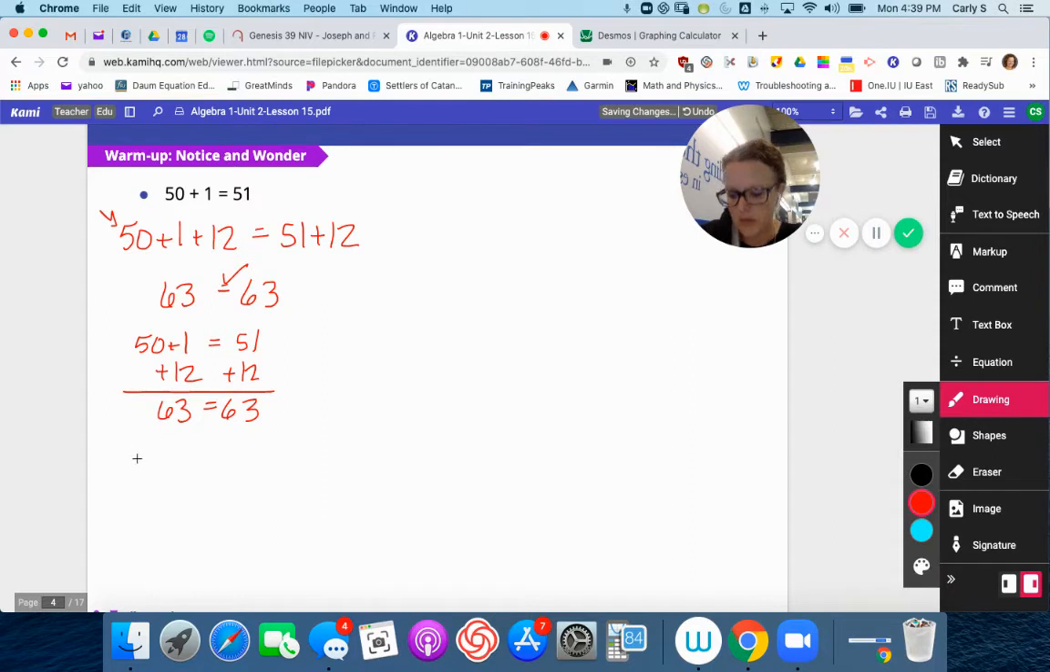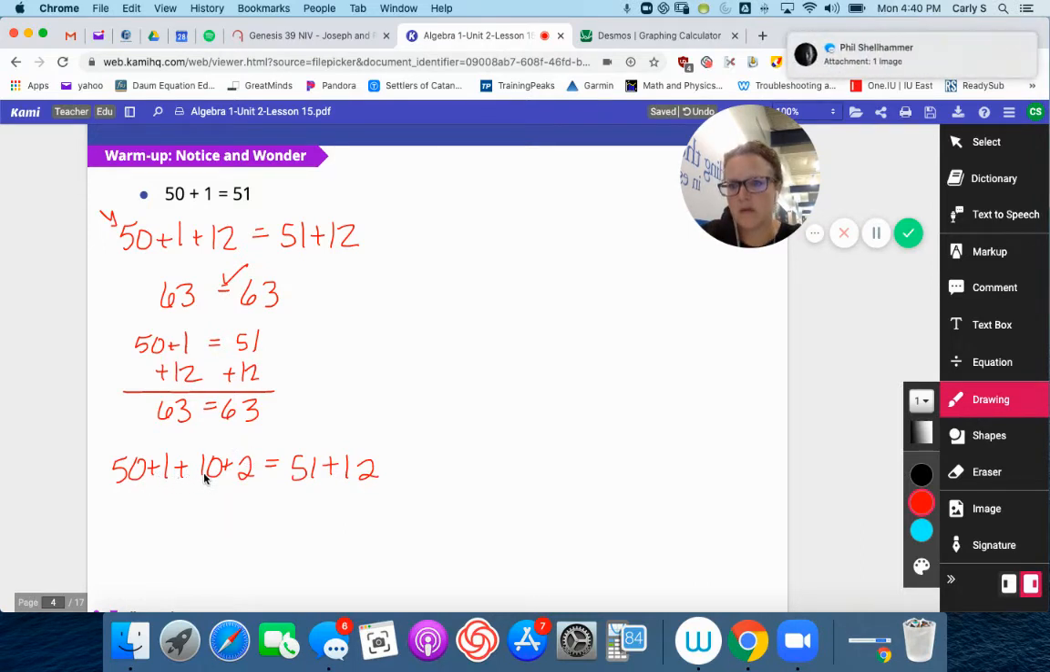Add 10 plus 2 to the left side of the equation and 12 to the right. So 50 plus 1 plus 10 plus 2 equals 51 plus 12. Okay, so if I look at the left side, that gives me 51, 61, 62, 63. And then this would be 63. So 63 equals 63. Okay, so still the same thing.